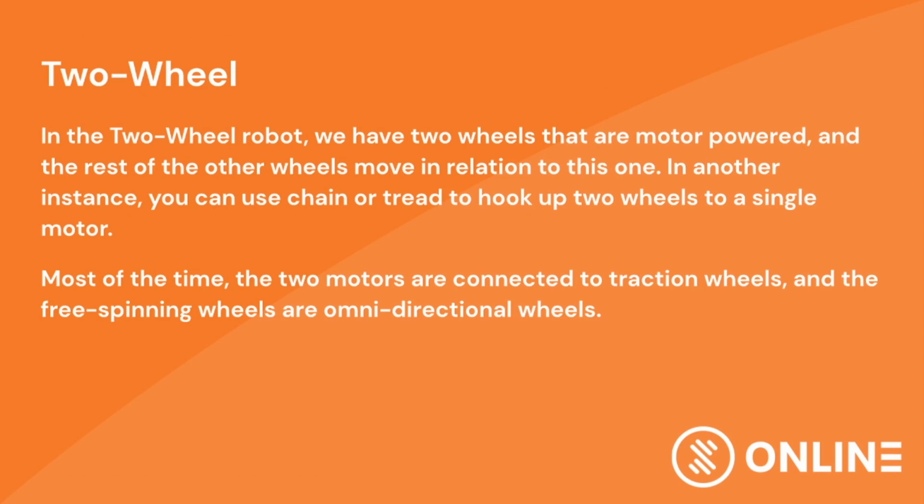In another instance, you can use chain or tread to hook up 2 wheels to a single motor. So if you only want to use 2 motors on your drivetrain, you would connect it and then run the chain or tread and then go through. Most of the time, those 2 motors are going to be connected to traction wheels, and those free spinning ones are omnidirectional wheels, because the omnidirectional wheel allows them to do that quick swivel that you can get from doing it.